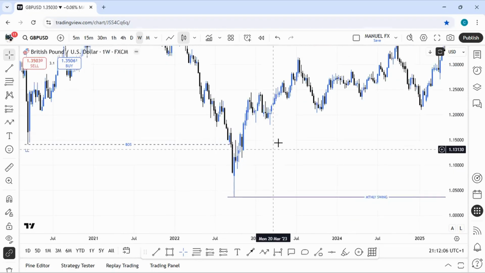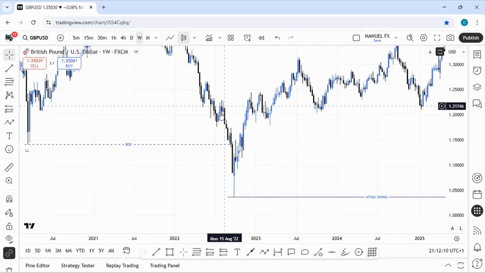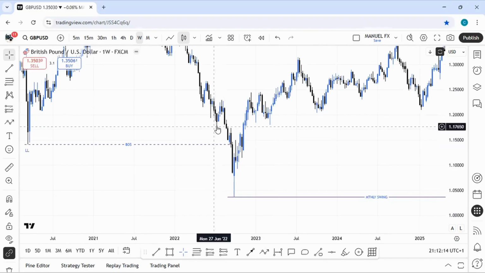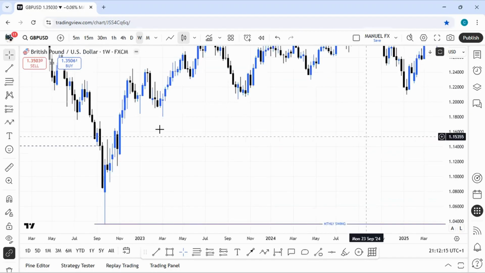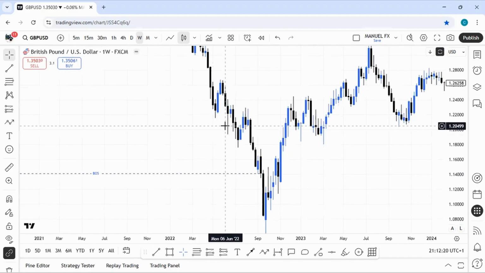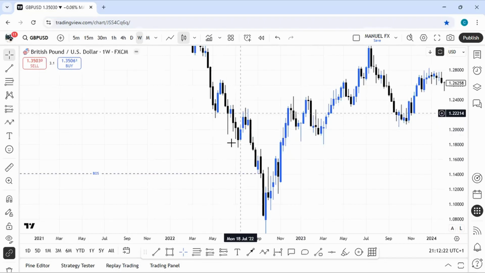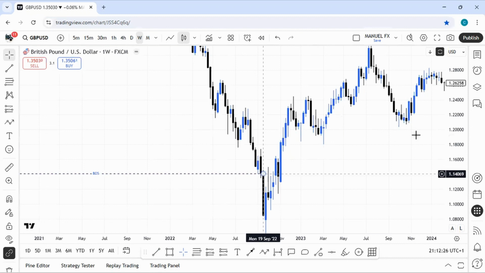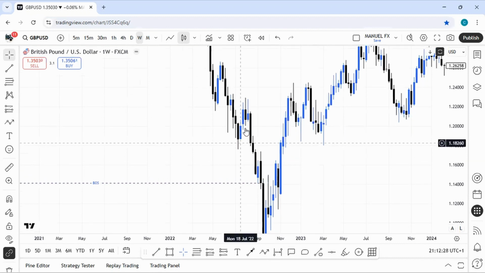But because we are moving from the monthly to the weekly time frame, this inducement is a retracement move. Let me now show you. This is a retracement move before the monthly break of structure.